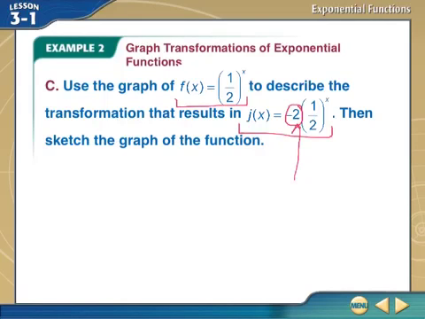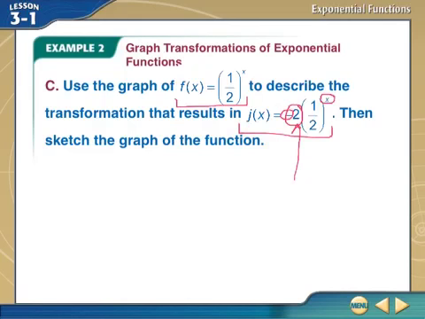Okay, so really we're multiplying by 2 here. This negative in front of the 2 actually reflects the graph over the x-axis. Anytime you change the sign on the outside of the function, in the last example we changed the value of x. This time we're changing the value of the entire function, changing the sign out in front. That reflects over the x-axis.